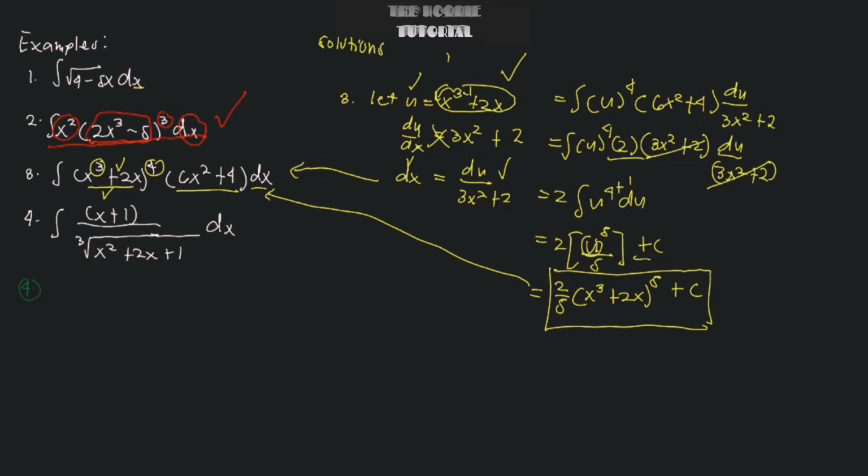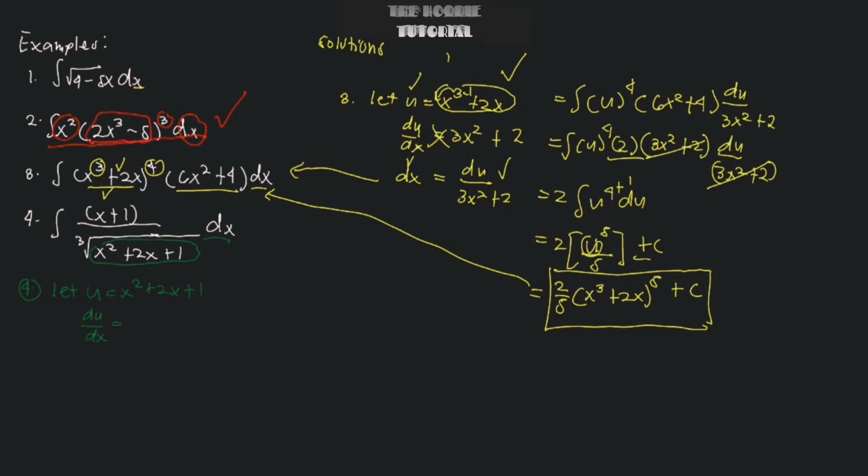So the integration of (x plus 1) divided by the cube root of (x squared plus 2x plus 1), and then our differential, which is dx. So let u, which is step 1. Since this is the function that has the highest degree, we can put that equal to u, which is x squared plus 2x plus 1, and then derive that function.